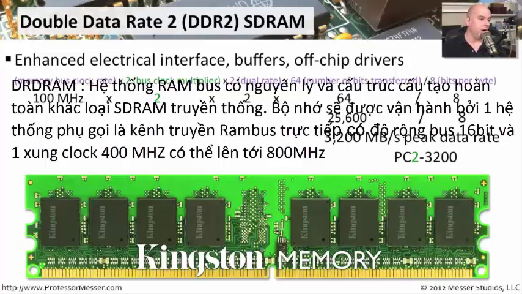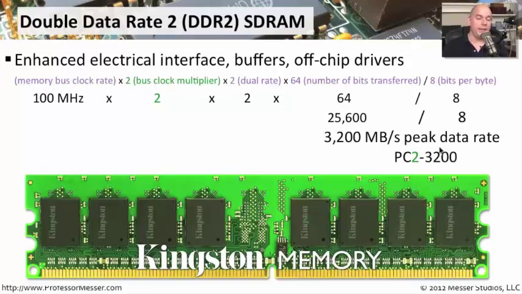So we would take our original 100 megahertz bus clock rate. Notice that our bus clock multiplier changes to 2. All of these numbers stay the same after that. A dual rate of 2, 64 bits transferred, and you divide everything by 8. So your total number is 25,600 divided by 8, which is a total peak data rate of 3,200 megabytes per second. DDR2 memory is designated by PC2. It has that 2 right after it, and the 3200 is referring to the peak data rate.